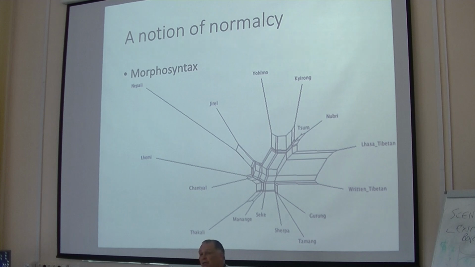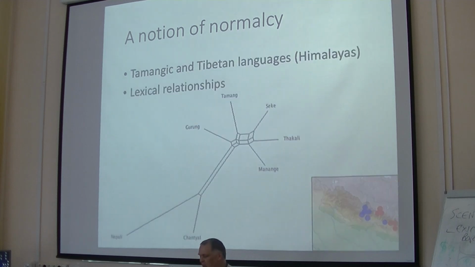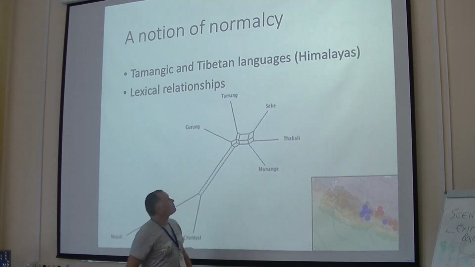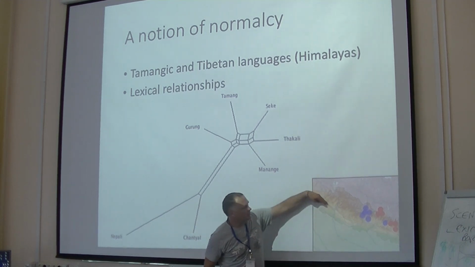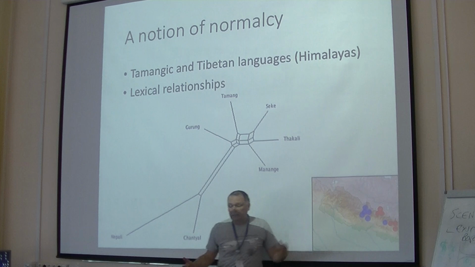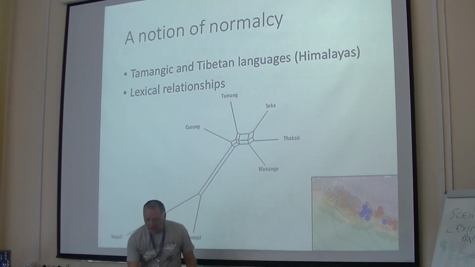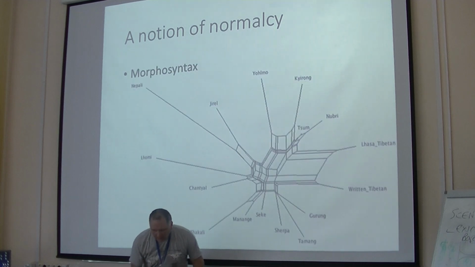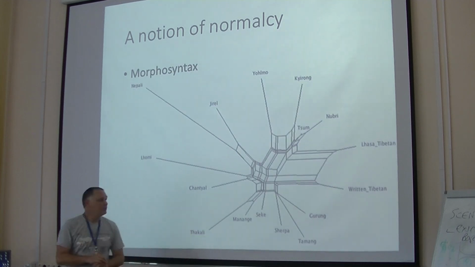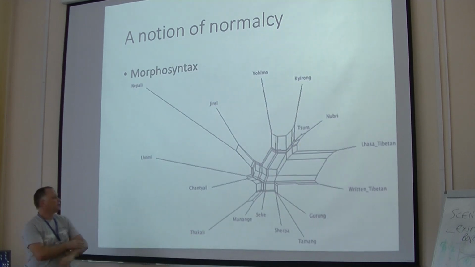We can also detect, this is the important bit, that's Chantel there on the far edge, and Nepali came into Nepal from the west, so it was the first one contacted. This was lexical data, a basic word list. This is what happens if I look at the morphosyntax of the languages. There's Chantel.